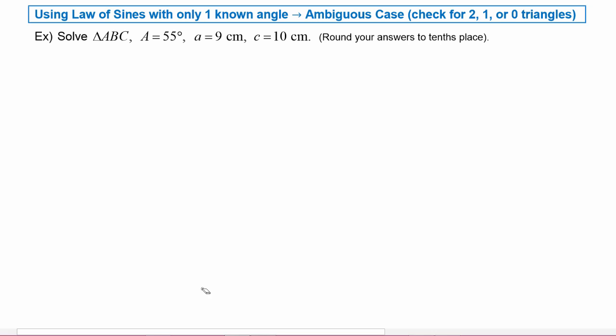So here we are being asked to solve triangle ABC. So let's go ahead and start getting a picture going here. And we can label the vertices A, B, C. We are given that angle A is 55 degrees, side A is 9 centimeters, and side C is 10 centimeters.